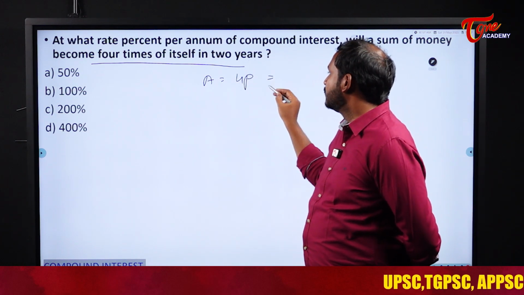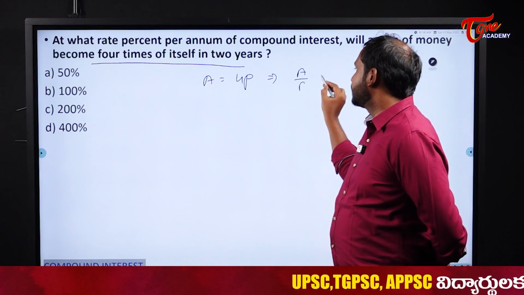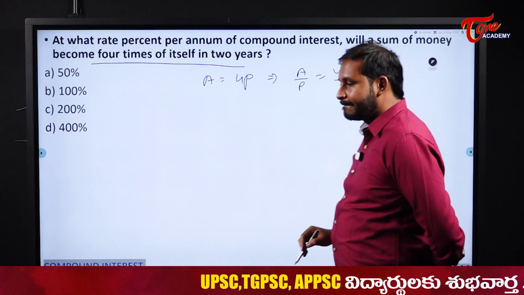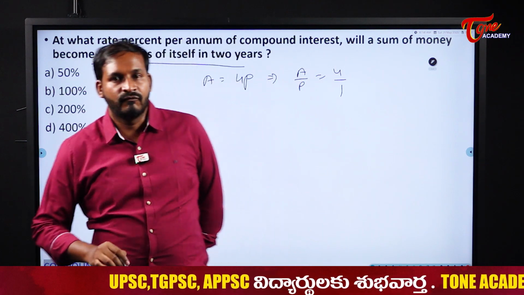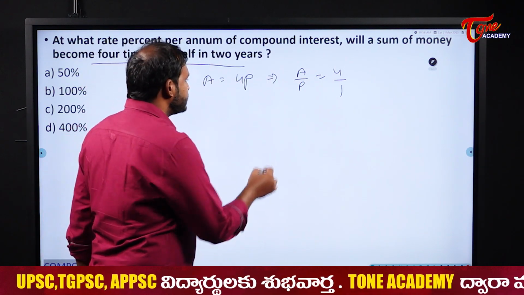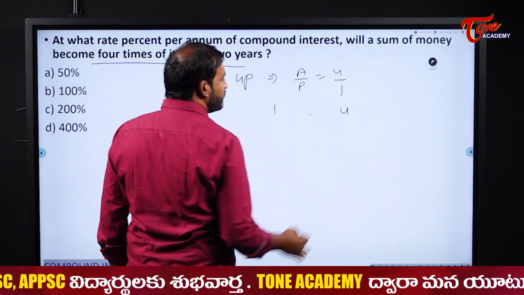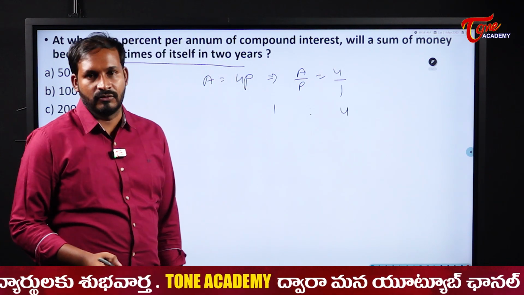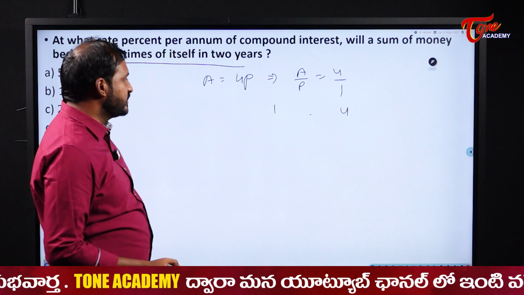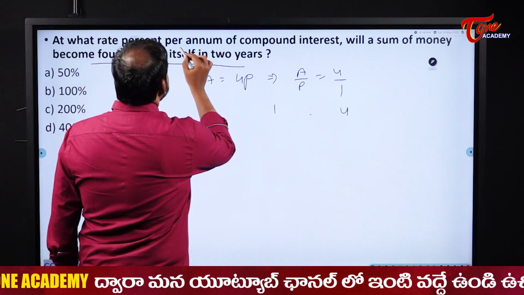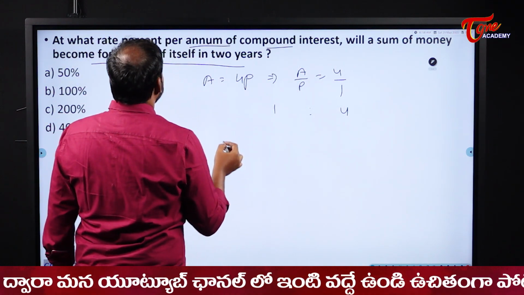Now tell me, amount by principal is equal to what? 4 by 1. That means finally the ratio between them should be what? 1:4. Now they are asking us, a sum of money in 2 years.